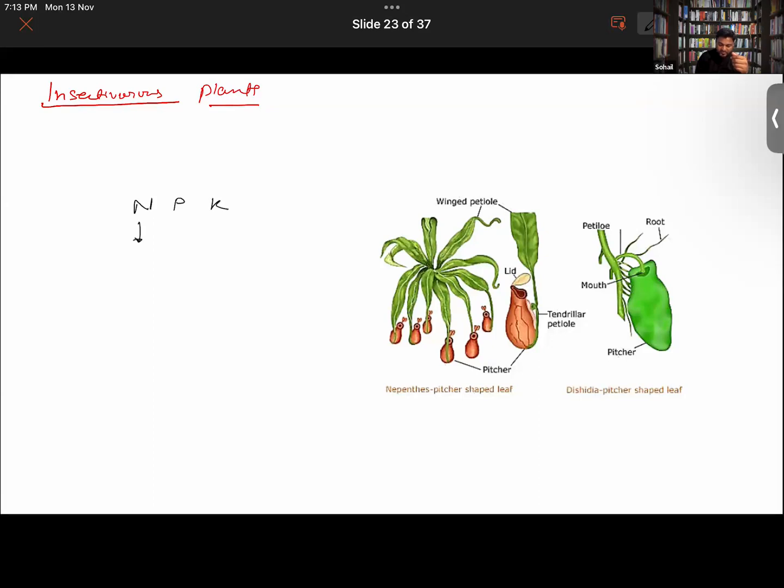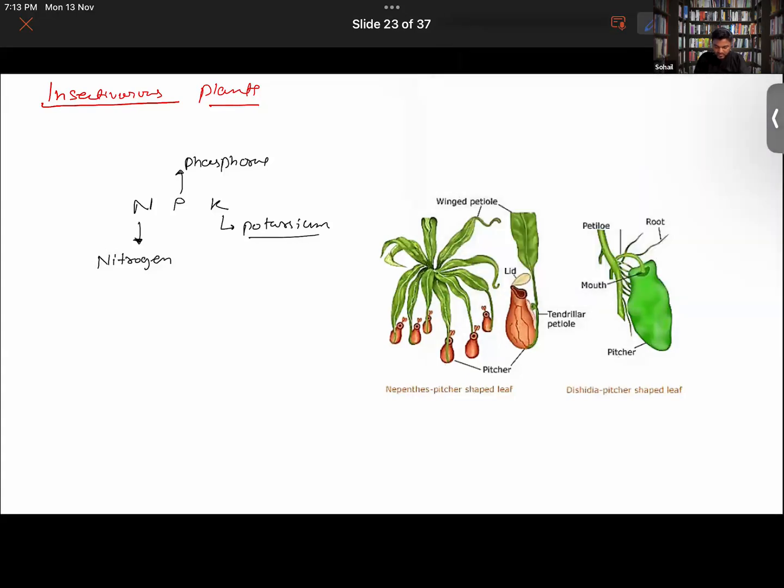N here stands for nitrogen. The P stands for phosphorus, and there is potassium, and K stands for potassium.